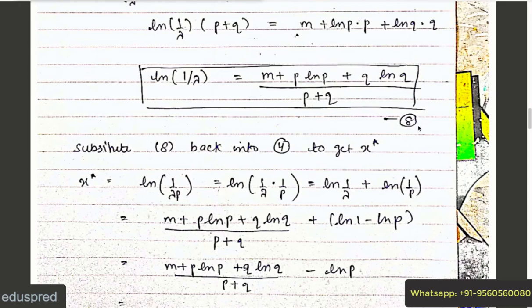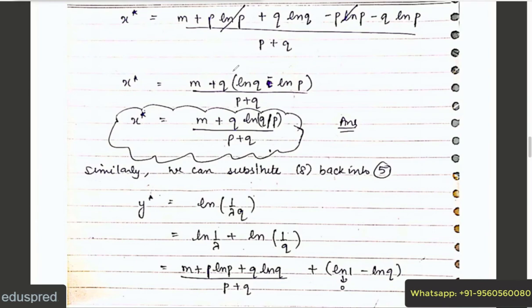Now substituting this back into 4 to get x star, that is by substituting this value into this to get the value of x star, as ln 1 divided by lambda p can be written like this, and which further can be written like this, and we have to substitute this value with this value. So by making the substitution, I will get (m plus p ln p plus q ln q) divided by (p plus q) plus, and this can be written like this, ln 1 minus ln p, and as you know that this is 0, so I will get (m plus p ln p plus q ln q) divided by (p plus q) minus ln p.